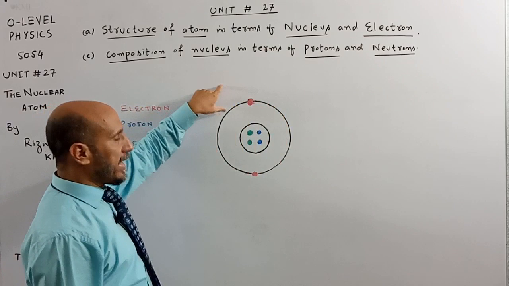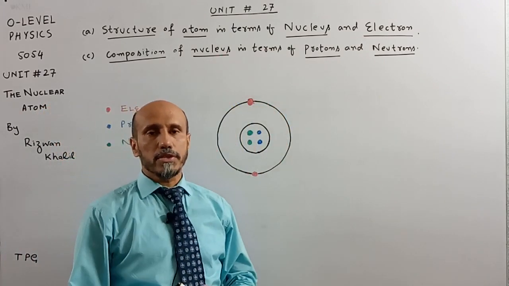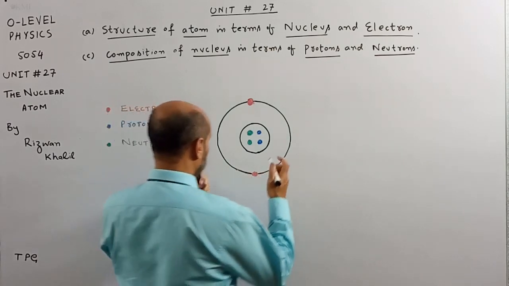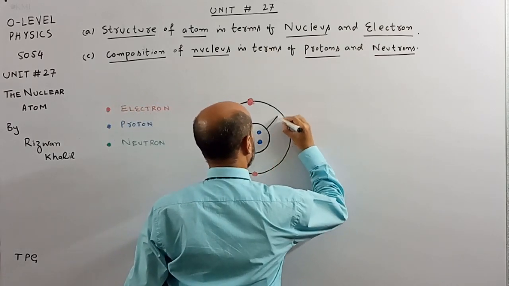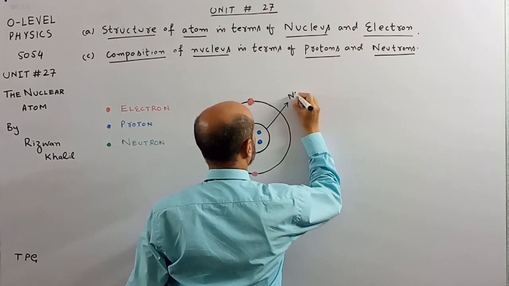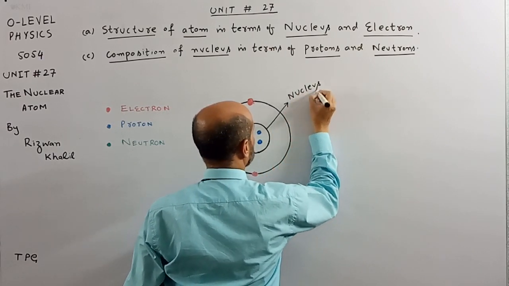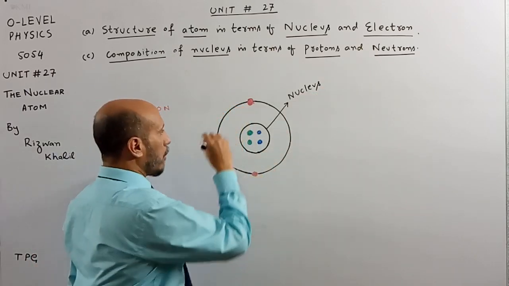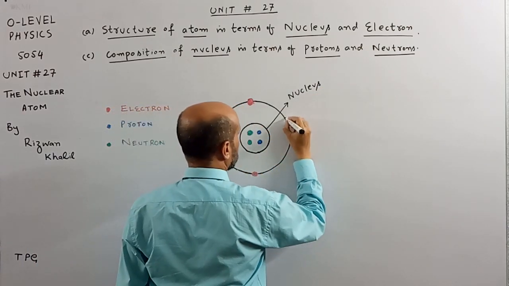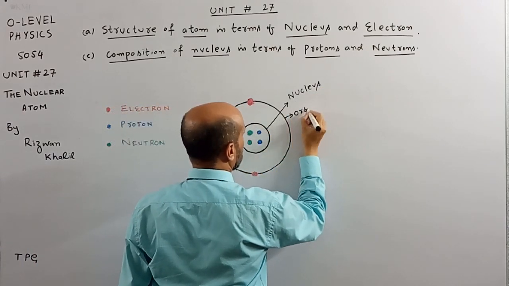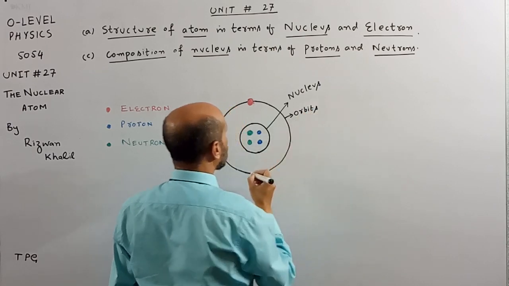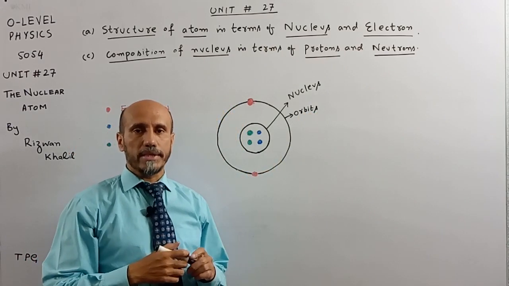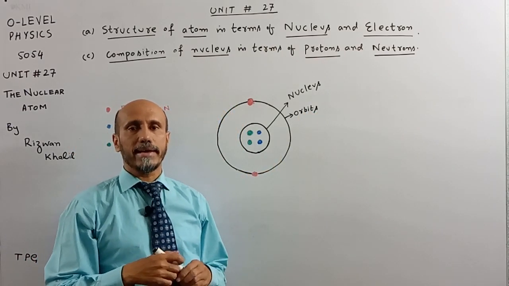Structure of atom. Atom basically consists of two parts. The central part of atom is called as nucleus. Around the nucleus there exist different orbits, and in these orbits specific particles revolve around the nucleus, and those particles are called as electrons.